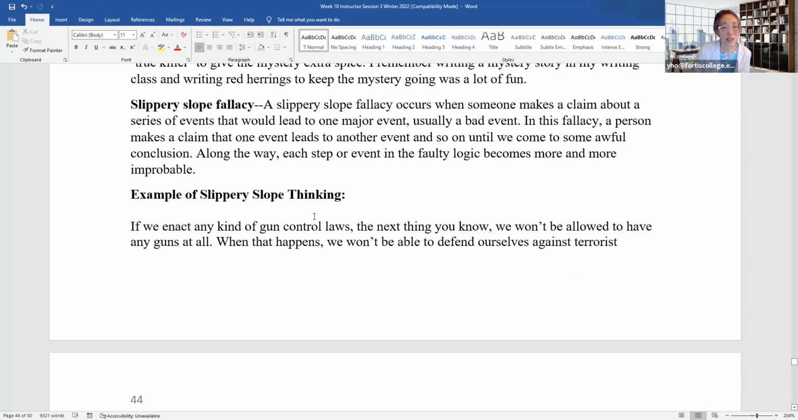A slippery slope occurs when someone makes a claim about a series of events that would lead to another event that would lead to usually a bad event. In this fallacy, a person makes a claim that one event leads to another event, and so on, until we come to some awful conclusion. And then each faulty logic becomes more and more improbable.